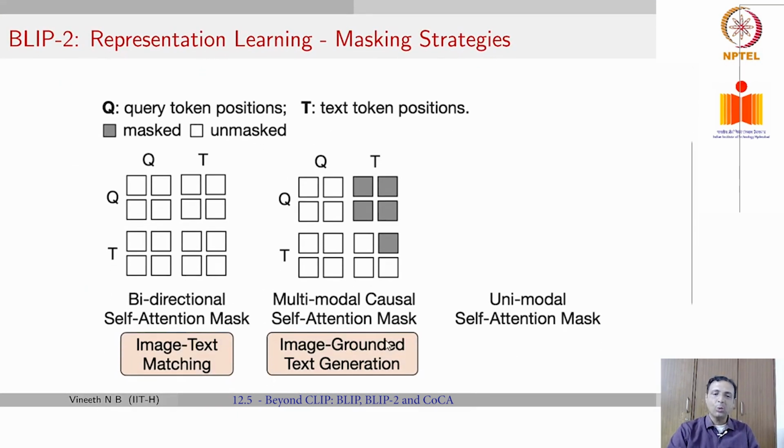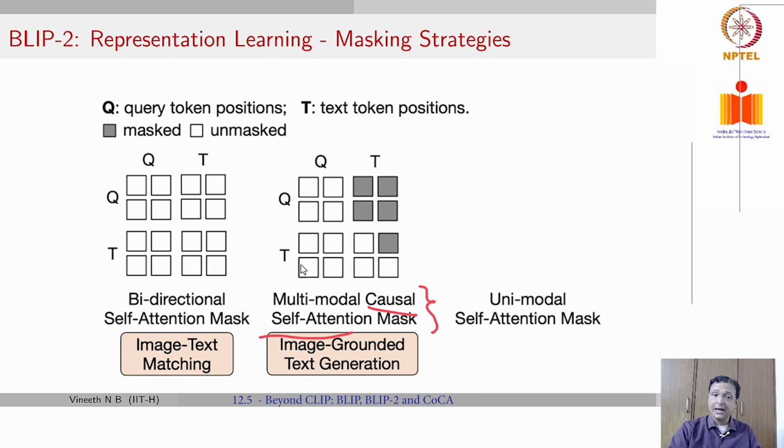Now coming to the second one, which is the multimodal causal self-attention mask. This is used for the image grounded text generation task, where they use causal self-attention, which means the image can see previous image tokens because there is nothing causal.